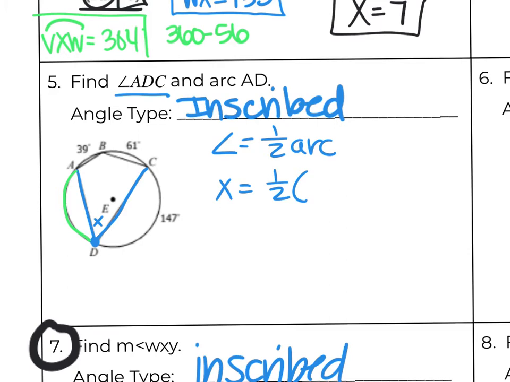Okay, so remember the arc is where that angle meets the circle. So what is the arc of this angle? 39, no, like what 2 points? Sorry. AC. So I add them, yes. So 39 plus 61. You can either do it like this or just add them in. What's 39 plus 61? So I'm just going to change that to 100. So what's X going to be? 50.